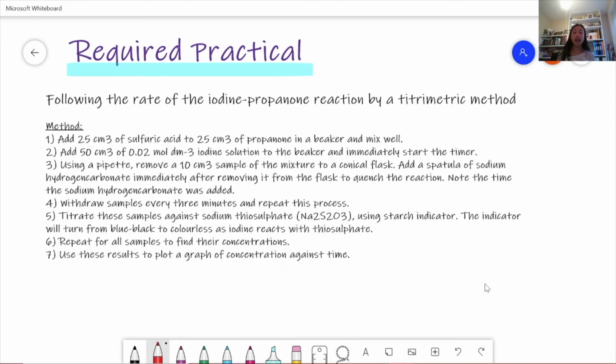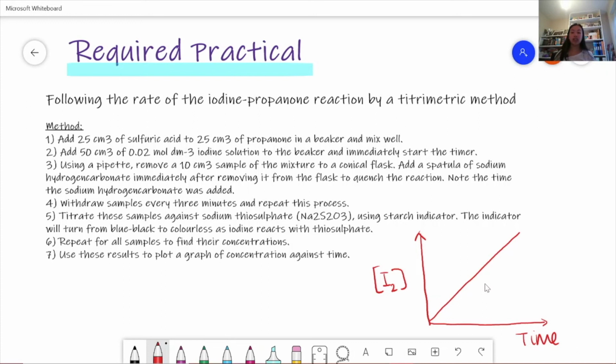The graph that we get at the end is the concentration of iodine on the y-axis and the time on the x-axis. And what we should get is a straight line graph like this. And this tells us that it's an order with respect to iodine of 1.